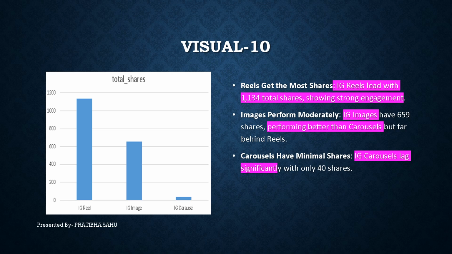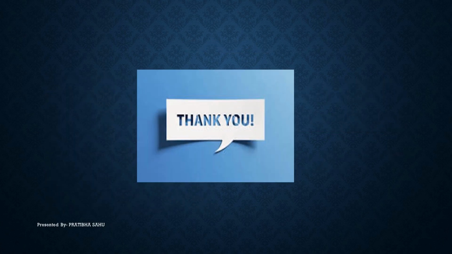So in this visual, the bar chart shows the total shares for different Instagram post types. IG Reels have the highest number of shares, followed by IG Images. IG Carousels have the lowest number of shares. So that was the end of my presentation.